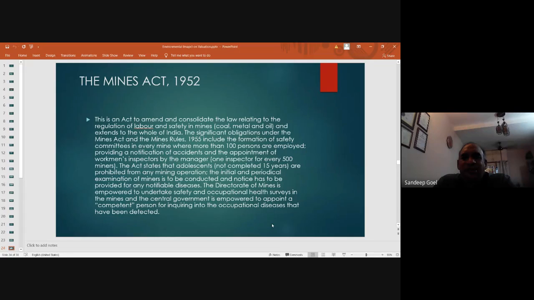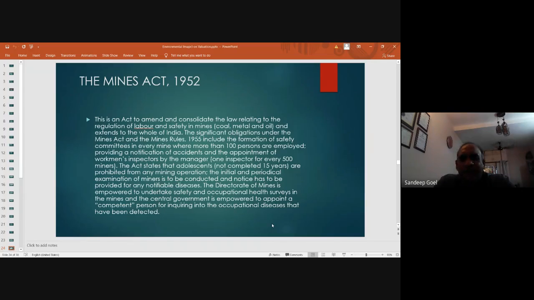The significant obligations under the Mines Act and the Mines Rules 1955 include the formation of safety committees in every mine. A question can be asked, where is the formation of safety committees required as per Mines Act 1952? Where 100 persons or more are employed, or less are employed, or 10 persons or more are employed? The correct answer is where 100 persons or more are employed. Also required are providing a notification of accident and the appointment of workman inspector by the manager.